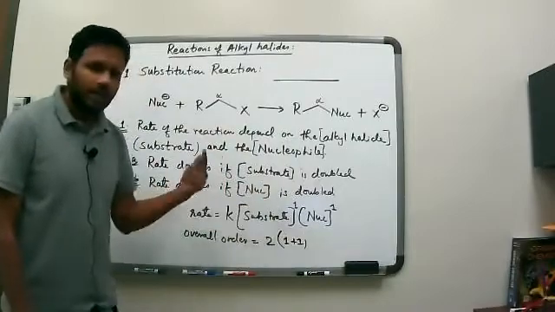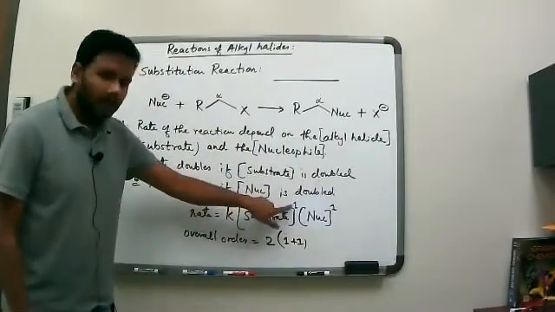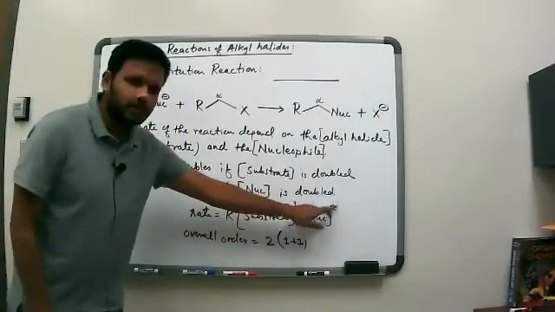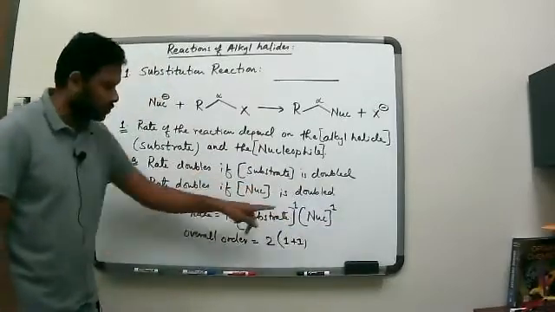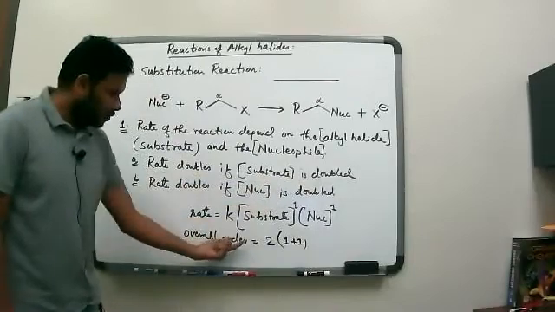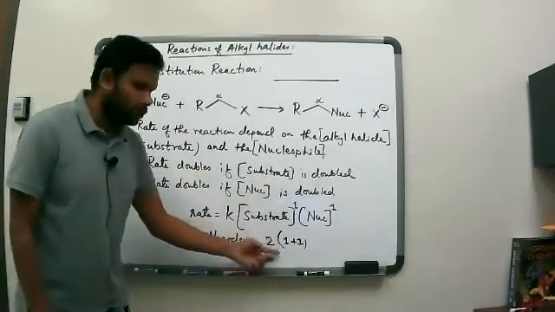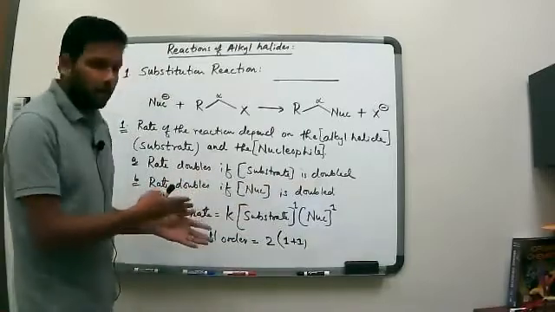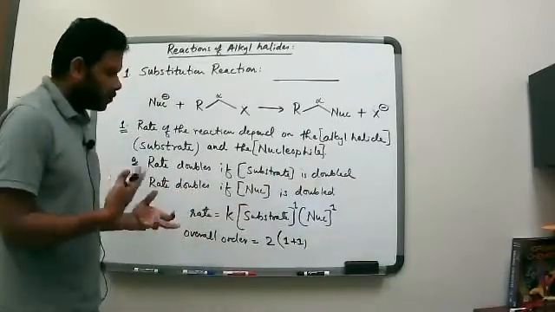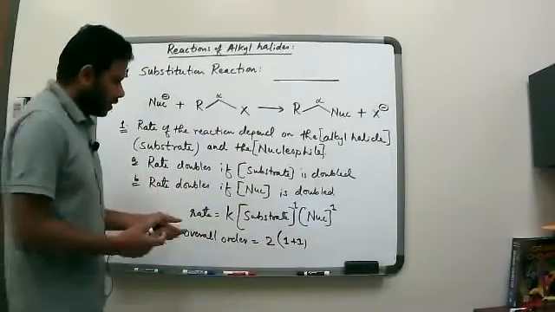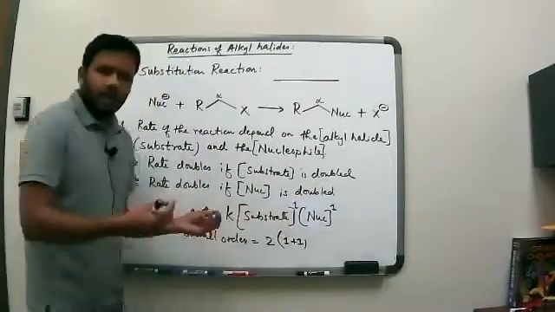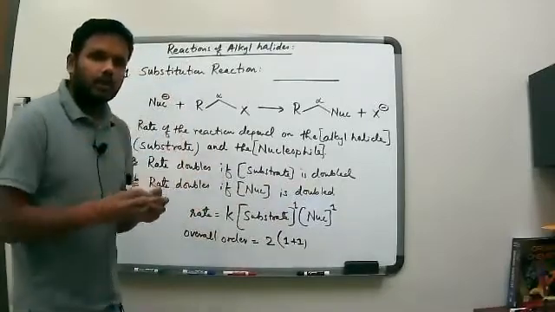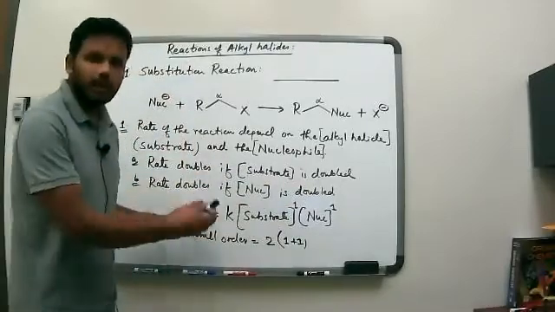So the order of the reaction with respect to the substrate is 1. The order of the reaction with respect to the nucleophile is also 1. And the overall order of the reaction is 2. When we look at a rate law like this, the way we read it is that the substrate and the nucleophile have to interact with each other for this reaction to happen.